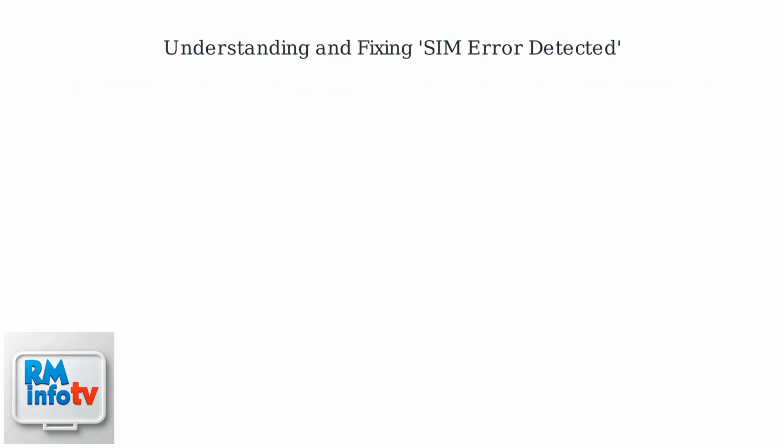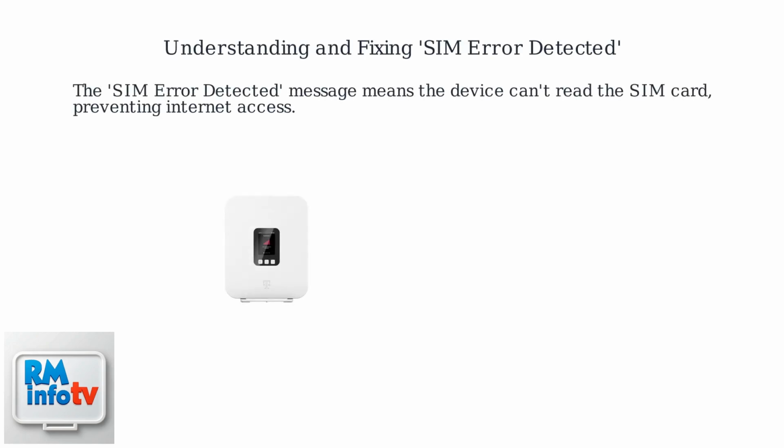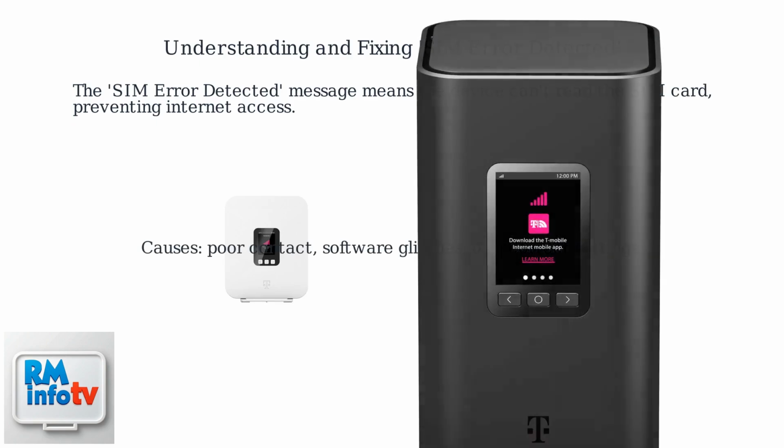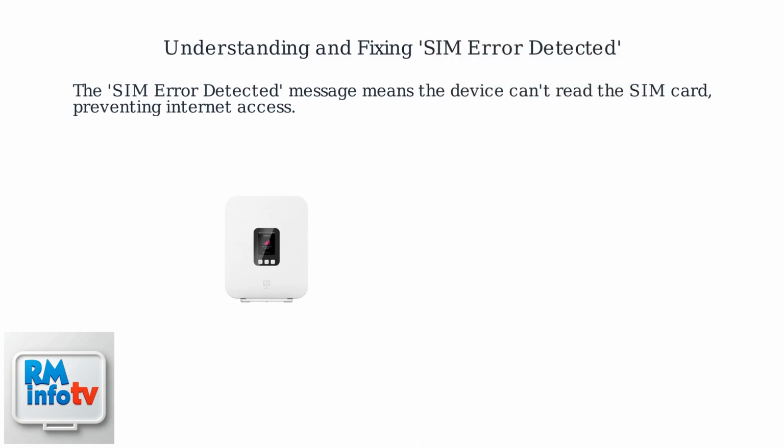The SIM error detected message on your T-Mobile gateway means the device can't read the SIM card, preventing internet access. This is often due to poor contact, software glitches, or incorrect settings.